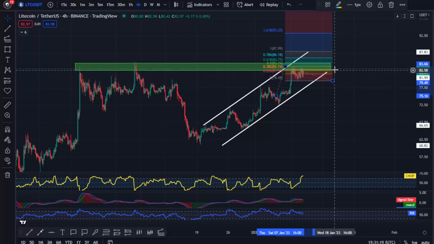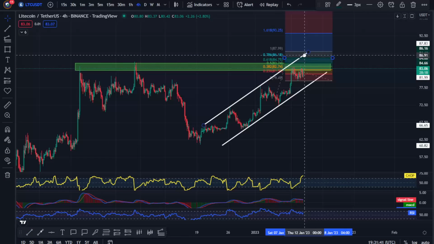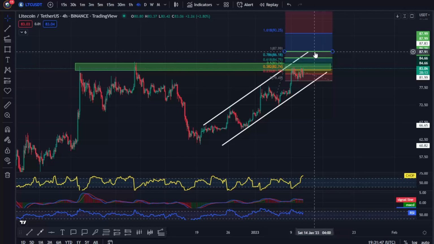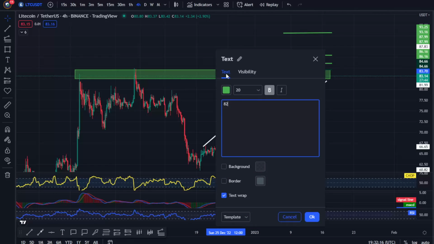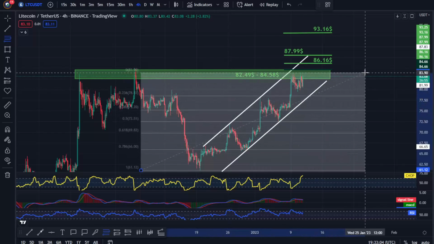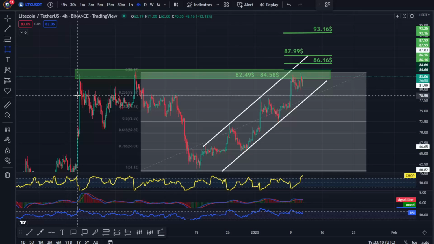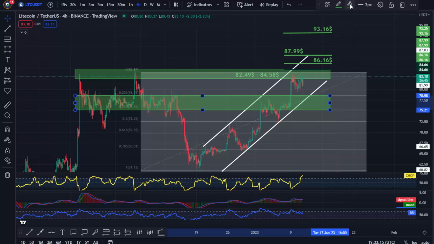Moreover, looking at the recent move, we see that the upper border of the zone is strong resistance at 0.618 fib. Then we have resistance at $86.16, $87.99, and $93.16. When it comes to support, it is worth highlighting the first strong support zone from $78.58 to $75.21, at which the price has been repeatedly stopped.